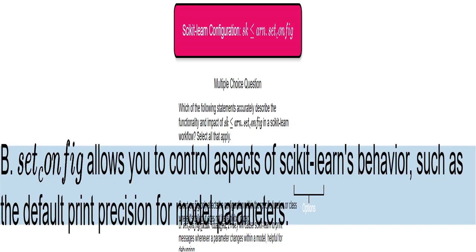Option B states that set_config lets you adjust how scikit-learn behaves, for example, by changing the number of decimal places displayed in model output. This sounds plausible. Option C claims that the effect of set_config is limited to the specific part of the code where it's used. Let's consider whether this is consistent with how configuration typically works.